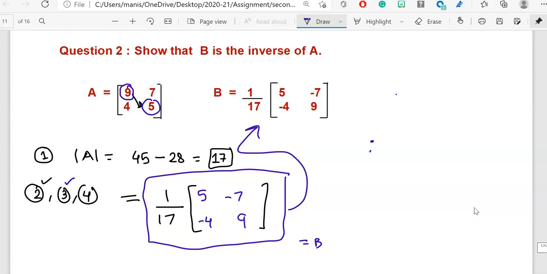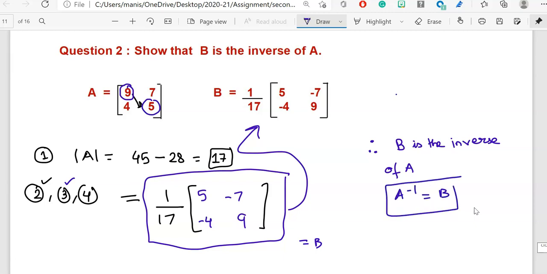So you have to say therefore. For therefore you can use 3 dots just like a triangle over here. Therefore B is the inverse of A, or A inverse is equal to B. So this is how we were able to prove that B is the inverse of A.